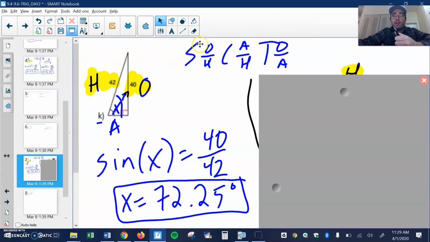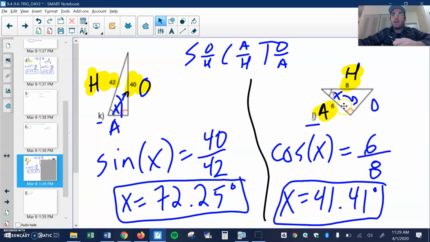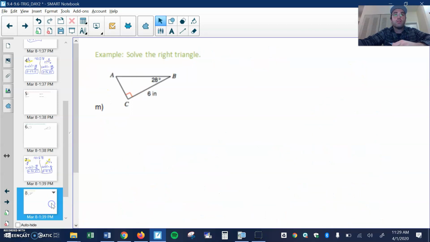There we go. O and H. Oh, O and H means sine. Okay, remember using the inverse sine. Remember, make sure yours is in degrees. Second one, letter L. I used A and H, so I had cosine. C is A over H, and I got 41.41 degrees.